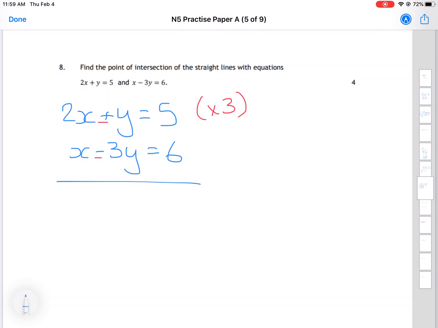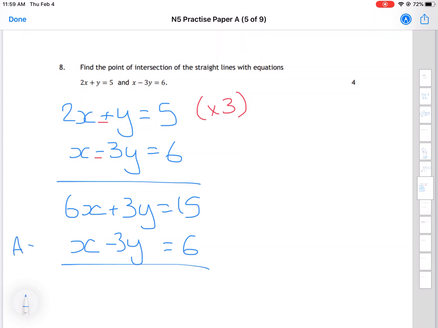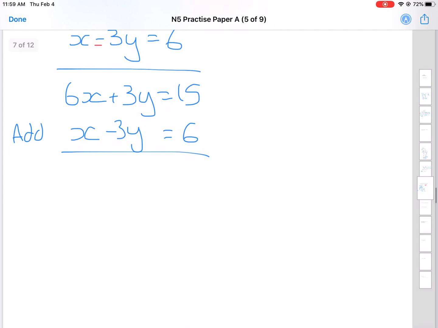So if I times the top one by 3, I get 6x plus 3y equals 15. I don't need to times the bottom equation because I now have 3y and 3y. And since they have different signs, I can add them together. Therefore, I'll end up with 7x equals 21. So x equals 3.